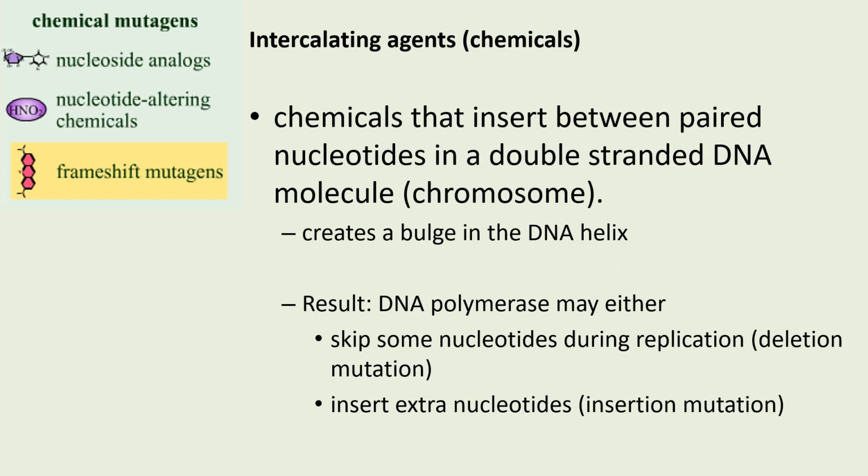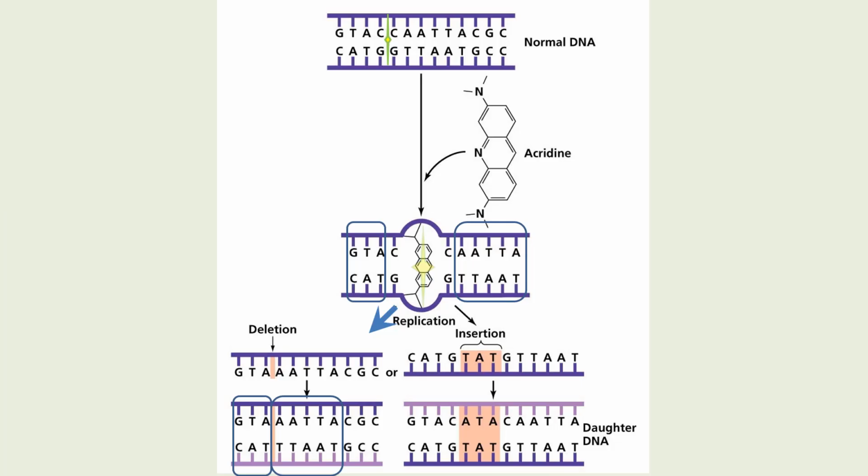The third and last class of chemical mutagens are the intercalating agents. Now these are molecules that insert themselves in between two complementary strands of double-stranded DNA. So we call them intercalating because they intercalate, or insert, between two strands of DNA. By doing this, they're going to create a stress on the strands and form a bulge in the helix. Now the cell's DNA polymerase is going to see this as being unusual and will want to fix it, as shown here in this figure.